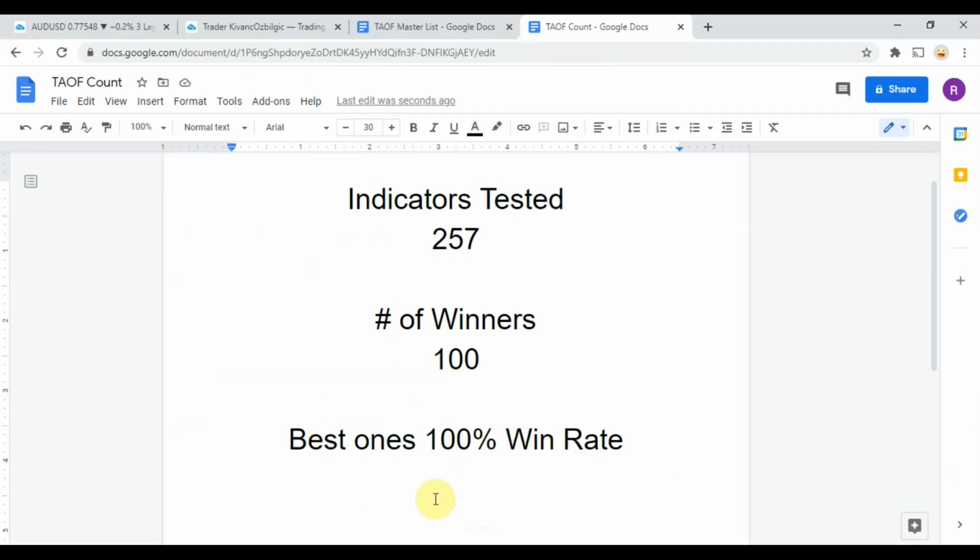Before we do, I wanted to put the indicator scoreboard up for everyone to see. So to date, we have tested 257 indicators. And out of those 257 indicators, 100 of them have been winners, which means that they have met or exceeded the 60% win-loss ratio threshold that we have set for them. The best ones so far were able to achieve a 100% win rate.